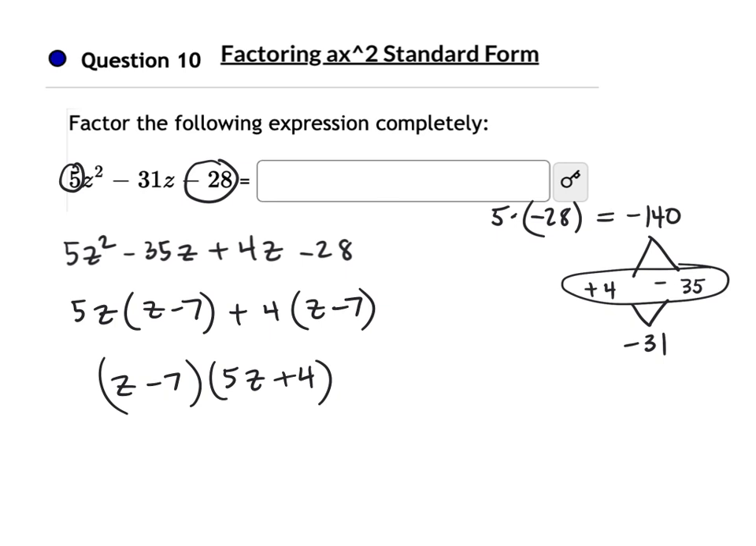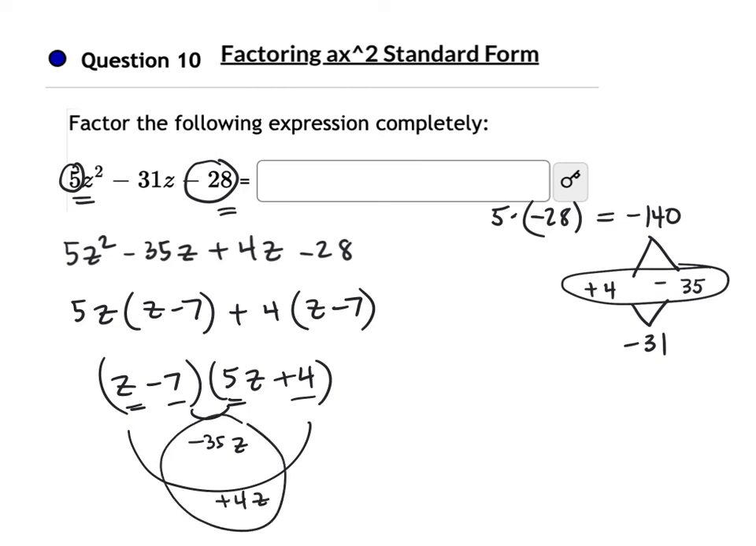And we can check this in our head very quickly. Z times 5z is 5z squared. 7 times, that's negative 7 times 4 is negative 28. In the inside, we get negative 35z when we multiply. On the outside, we get positive 4z when we multiply. And these two together add to negative 31. We know we're correct. This is our answer.